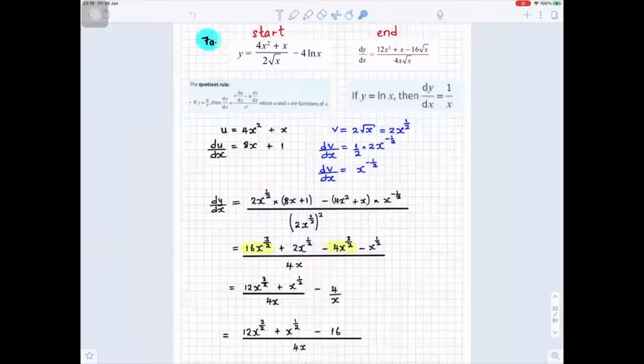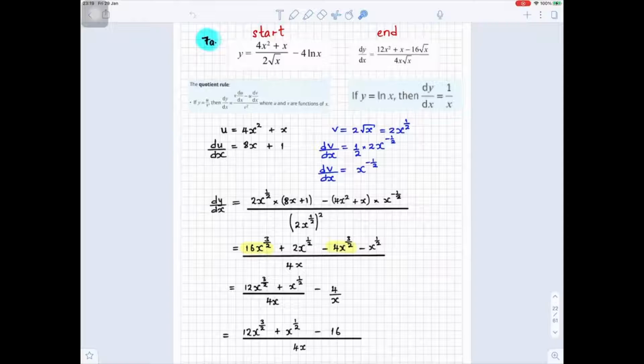And what we need to do now is differentiate 4 ln x. We just differentiate ln x and times by 4. When you differentiate ln x, you get 1 over x. So it's 4 times 1 over x, which is 4 over x. So minus 4 ln x, when you differentiate, becomes 4 over x.